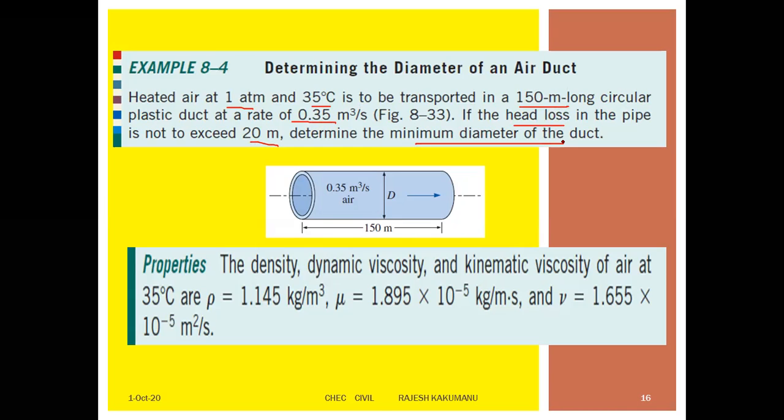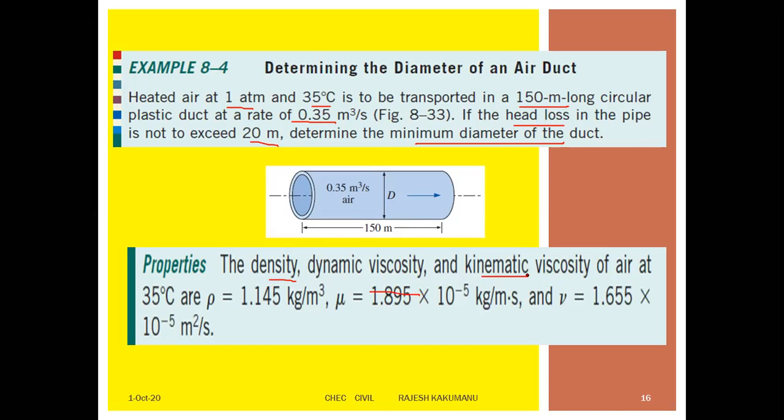So here what do you have to find? You have to find the diameter D. In the previous case we knew the head loss; here we have to find the diameter of the air duct. So here the data is already given as input, and the properties are given: the density, the dynamic viscosity, and the kinematic viscosity of air.